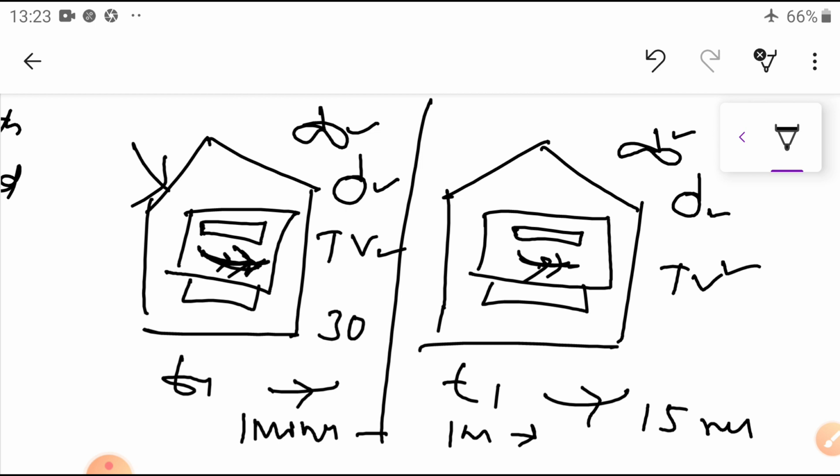That means my revolution is double. His revolution is 15. That means his disc is running very slowly and my disc is running very fast. I thought that my meter had some fault, but actually what happened?